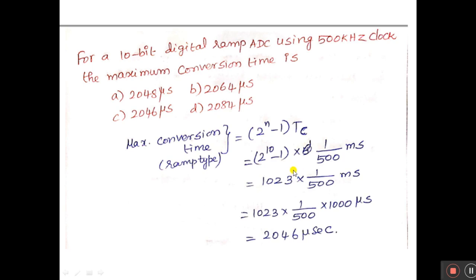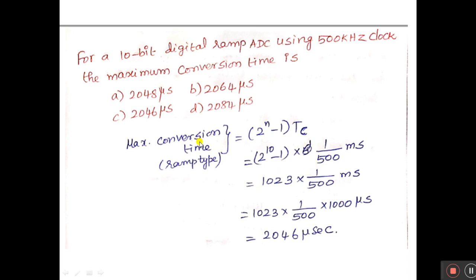Next question. For a 10-bit digital ramp ADC using a 500 kHz clock, the maximum conversion time is: option A 2048 microsecond, option B 2064 microsecond, option C 2046 microsecond, option D 2084 microsecond. So the conversion time varies depending upon the type of ADC. For flash, it may be different. For ramp, it may be different. The question asking here is ramp. So the conversion time for ramp is 2 power n minus 1 into t.